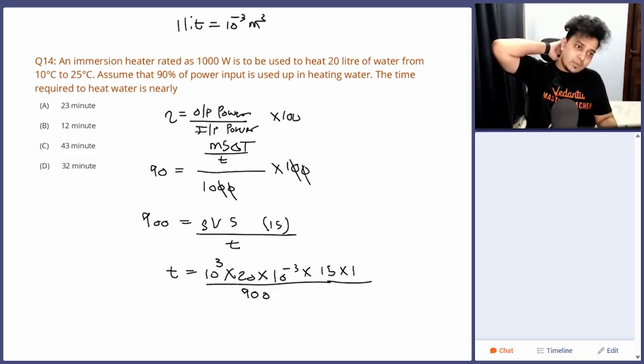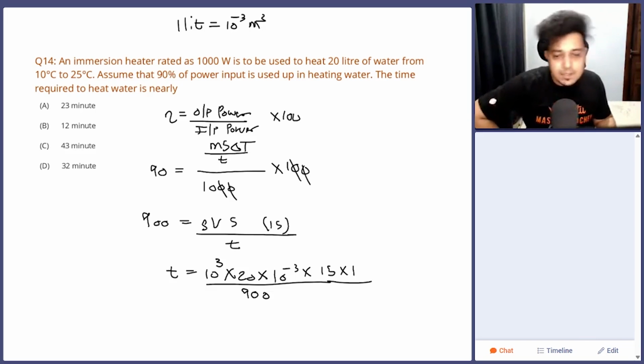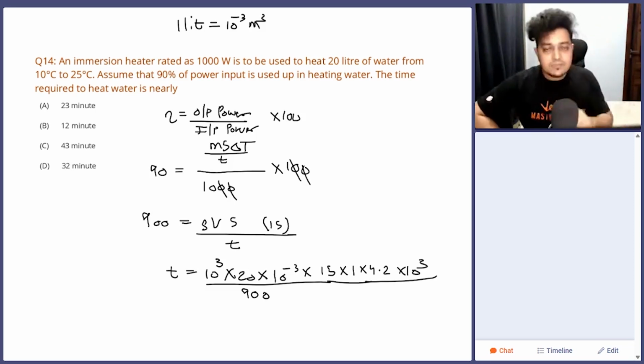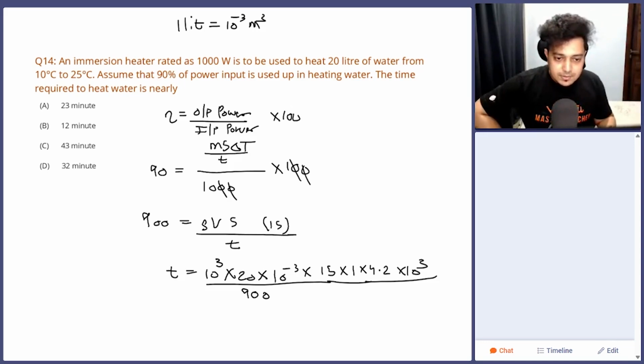So this is going to be a problem. We have to convert this into joule. This is 1 calorie per gram, so we have to multiply by 4.2 into 10 raised to 3. This is the conversion of specific heat into SI units. Okay, so now simplify this. 10 raised to plus 3 and 10 raised to minus 3 will be gone.